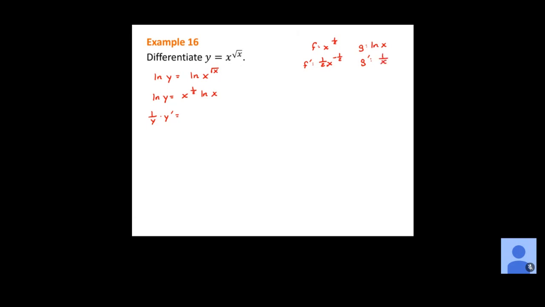All right, so now we plug into our product rule. Again, that's f g prime plus g f prime. So start with f, we have x to the 1/2 times 1 over x plus natural log of x times 1/2 x to the negative 1/2.